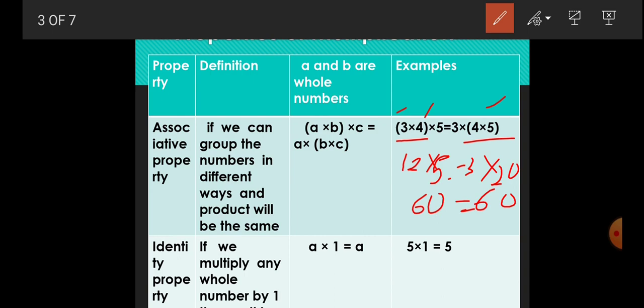Identity property. If we multiply any whole number by 1, the answer is the number itself. a multiplied by 1 equal to a. 5 multiplied by 1 equal to 5.